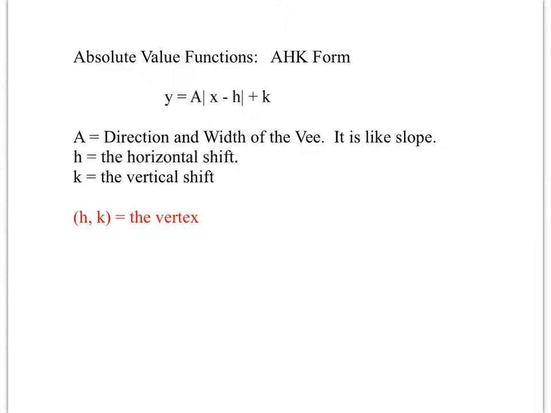Now we're going to see how we can graph an absolute value function without making an XY chart. We're going to put the absolute value function in standard form, or what I call AHK form, or vertex form. Y equals A times the absolute value of x minus h plus k. The A tells us whether our V goes up or down. It also tells us the width of the V. It's like the slope. The H is the horizontal shift. The K is the vertical shift, whether it goes up or down. The H tells us how much we go left and right. And H comma K will always be the vertex.